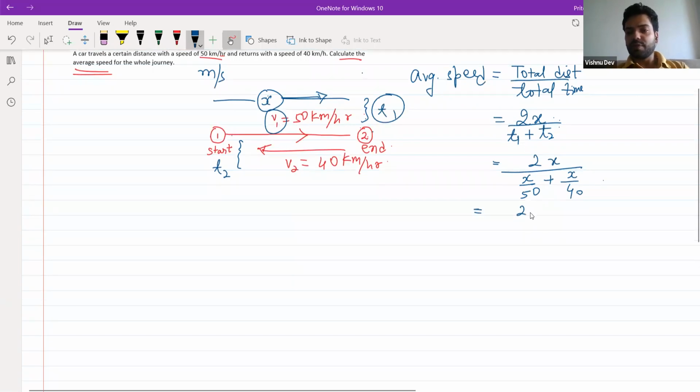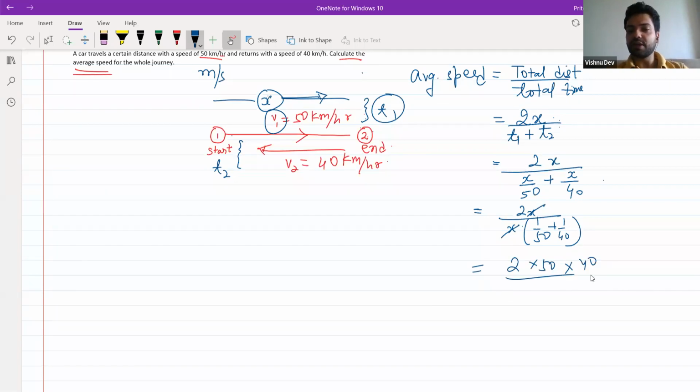So 2x, here I'll take x as the common, 1 by 50 plus 1 by 40. So x will get cut off. So 2 times 50 times 40 by 50 plus 40. So you will get 2 times 50, that is 100, into 40 by 90. So you'll get this cut. So it will be 400 by 9.